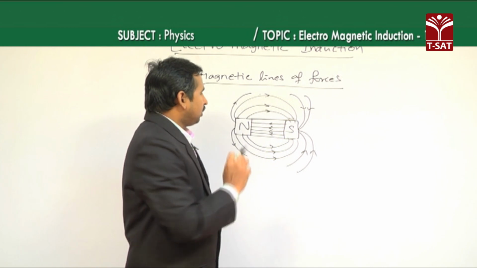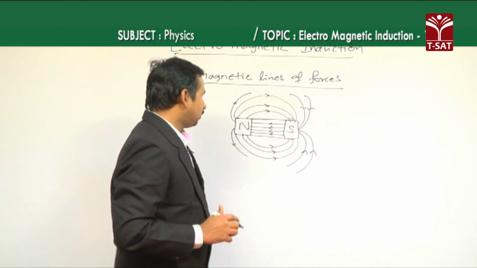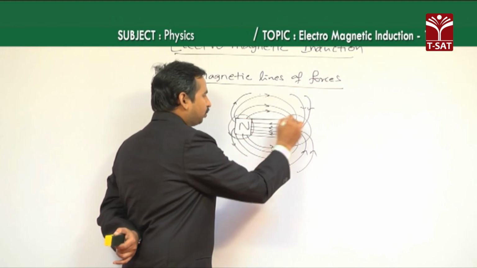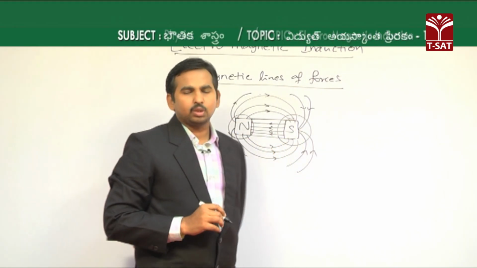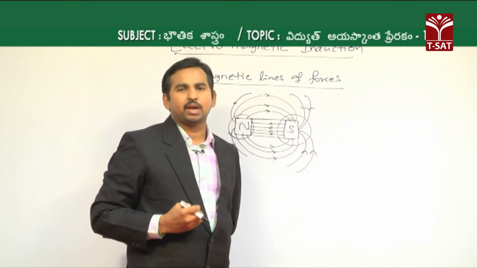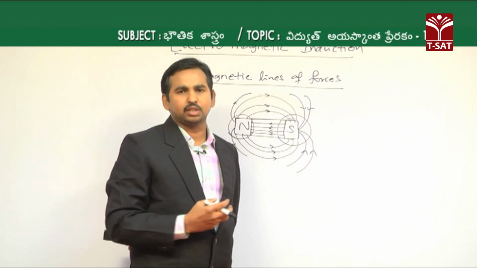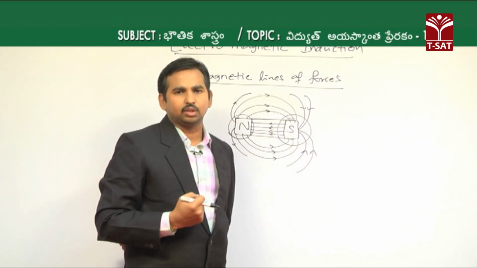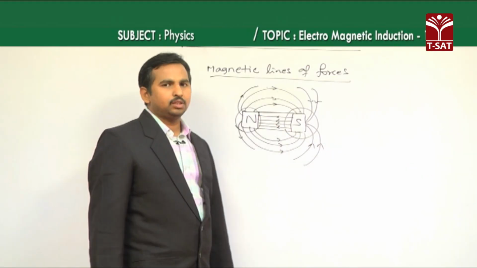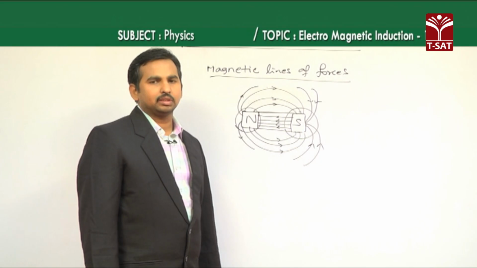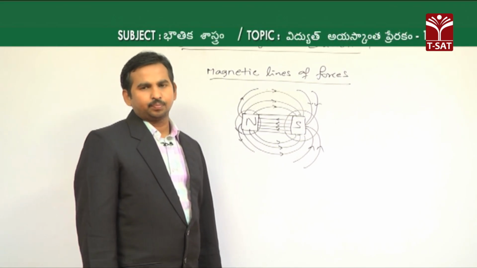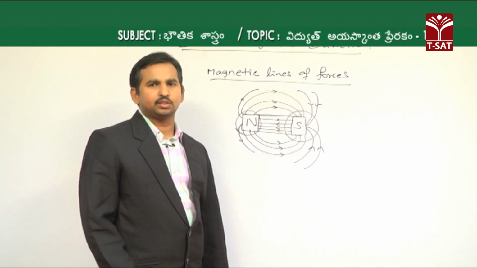If you observe, a larger number of lines are present at the poles. The poles of the magnet are where more magnetic lines of forces are concentrated. That is why the definition of the pole of a magnet, or magnetic pole, is the region or point where the magnetic field strength is maximum.